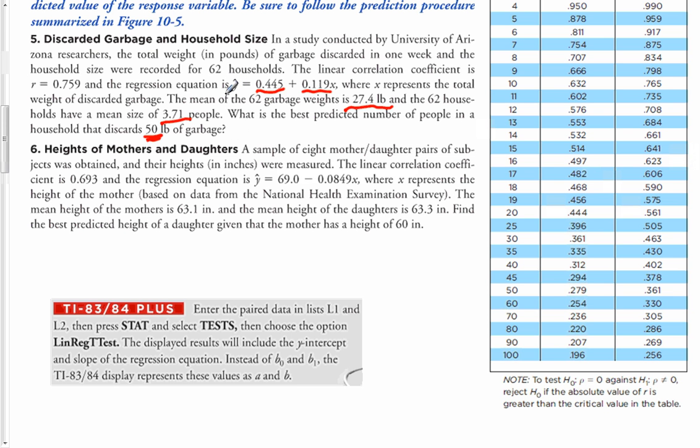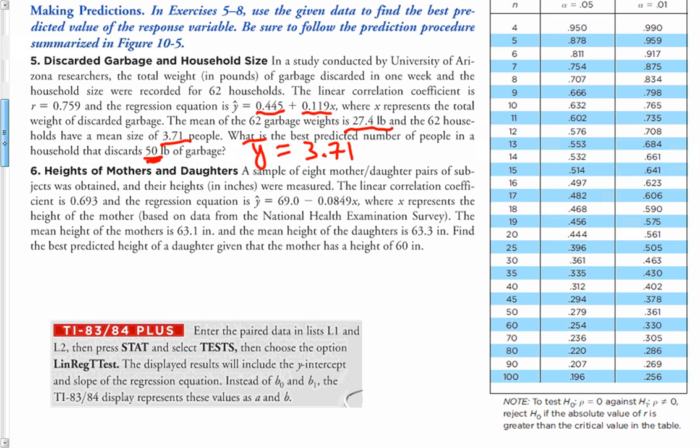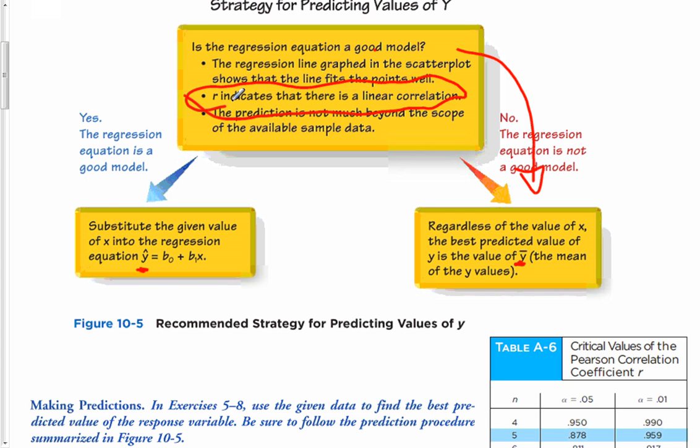Actually, we don't know if we should use Y hat or if we should use Y bar. Y bar is the mean household size, which is 3.71. So we don't know if we should plug the value 50 in and find the value of Y hat, or whether we should use Y bar. Well, let's see. In order to determine that, we have to go through these three bullets.